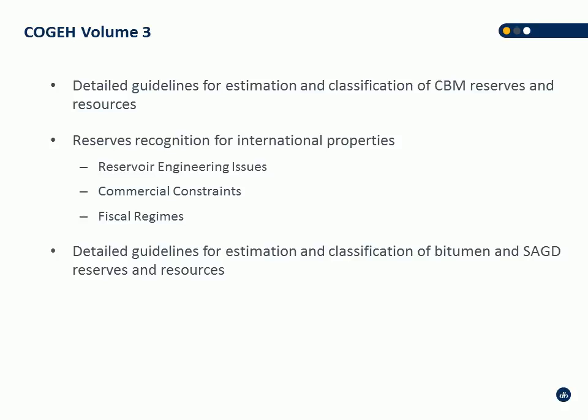Contracts in Canada are usually quite different from what you would see internationally, so there's a specific section in here that talks about common practices in most of the rest of the world for oil and gas contracts. And fiscal regimes, so dealing with other royalty structures. COGEH is pretty specific to Canadian and really Albertan fiscal regimes, although I'll talk a little bit about it tomorrow, COGEH is in the middle of being updated and they're making it much less Canada specific. And then the third part is detailed guidelines for estimation and classification of bitumen and SAGD, which we talked a little bit about. So that's it for this presentation.